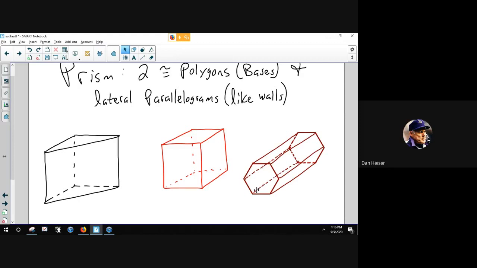There is really no limit to what the base of a prism can be. It could be a 74,000 sided figure. As long as there is an equal 74,000 sided figure directly opposite it, it's a prism.